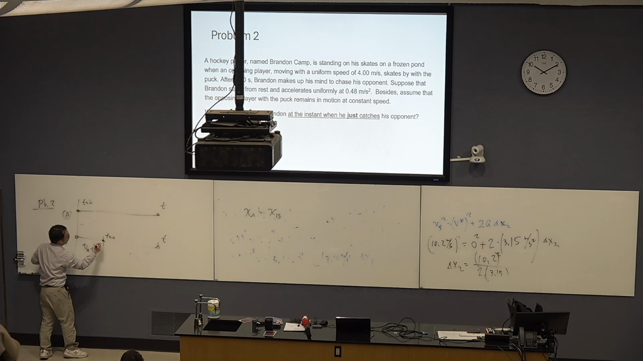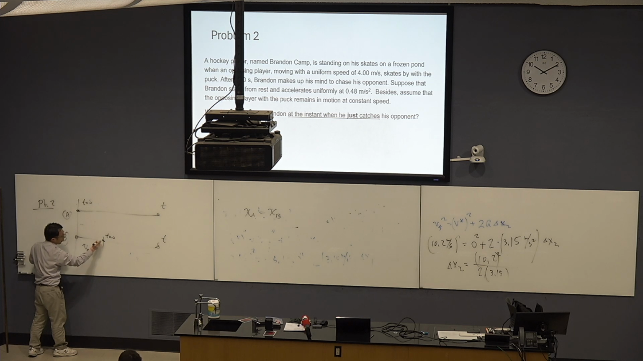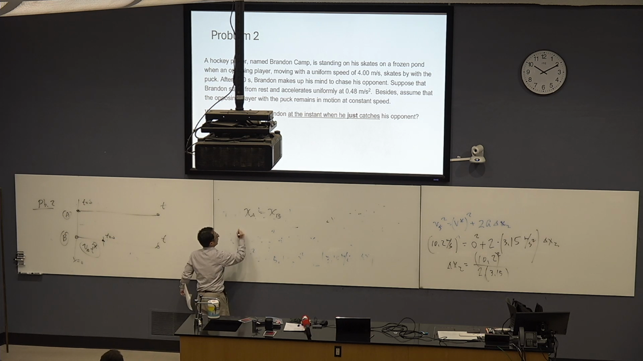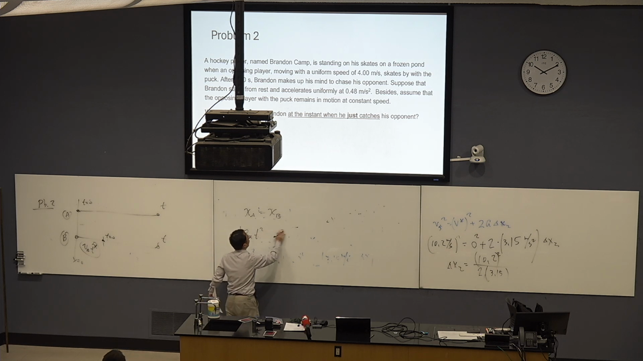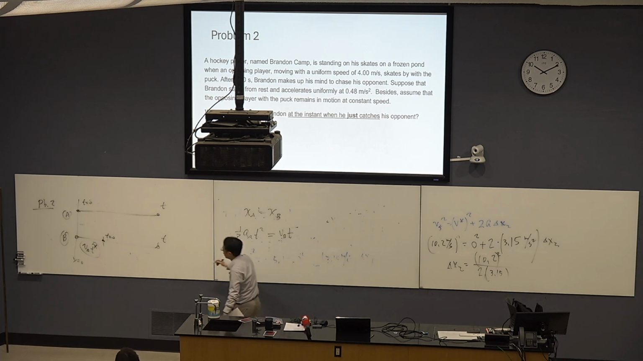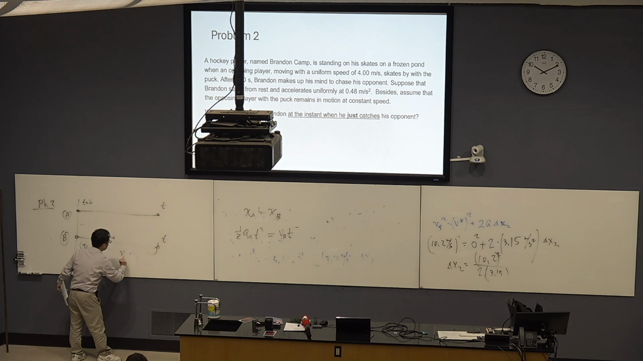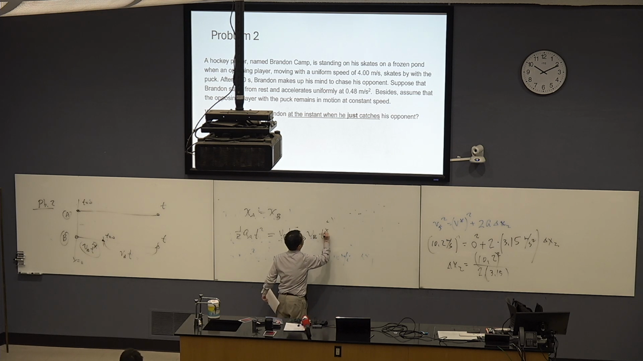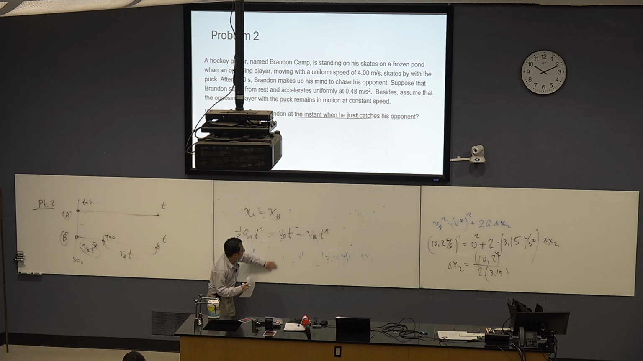But be careful about his opponent here. His opponent's watch starts from here, so that means before his watch starts, his opponent has already traveled this distance. So be careful about this. Brandon's displacement is 1/2 A_A t squared, where A_A is the acceleration, and that equals XB, which is VB times t plus VB times t star. So you have such an equation and solve for time.